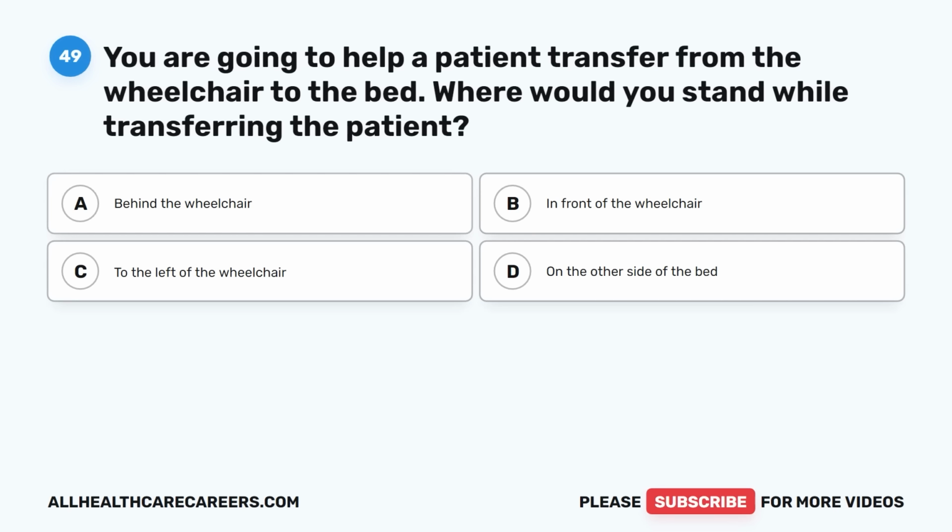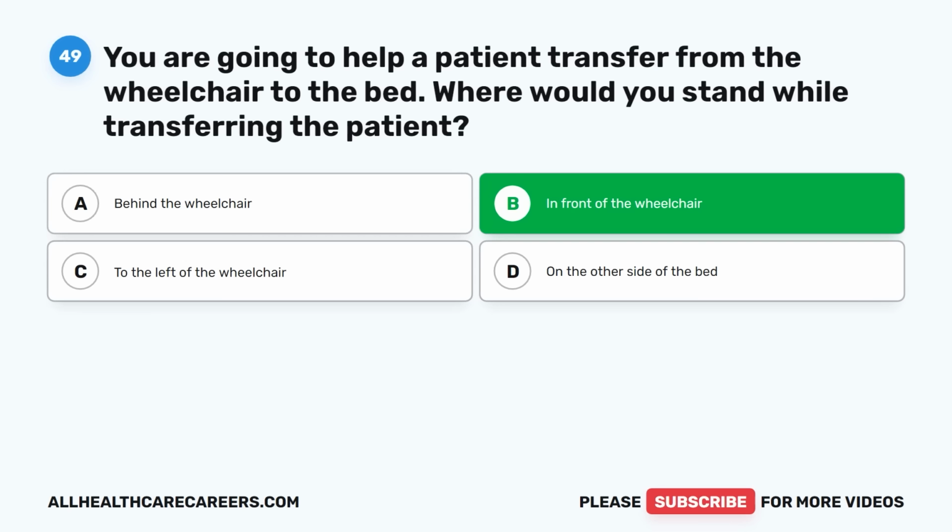Question 49. You are going to help a patient transfer from the wheelchair to the bed. Where would you stand while transferring the patient? A. Behind the wheelchair. B. In front of the wheelchair. C. To the left of the wheelchair. D. On the other side of the bed.